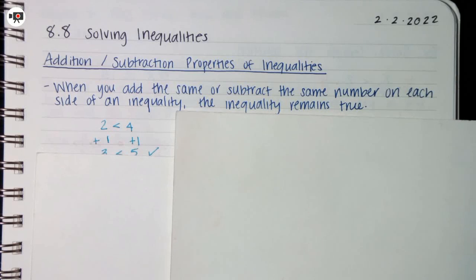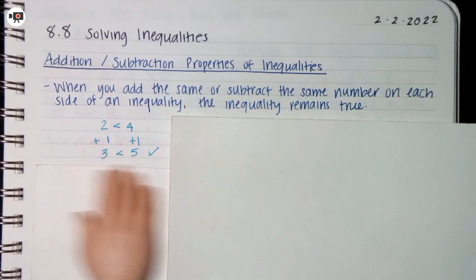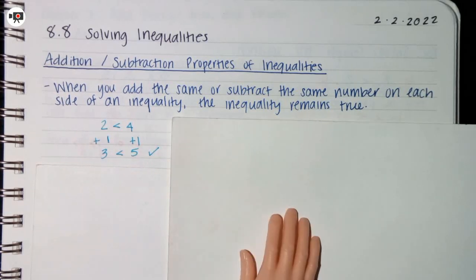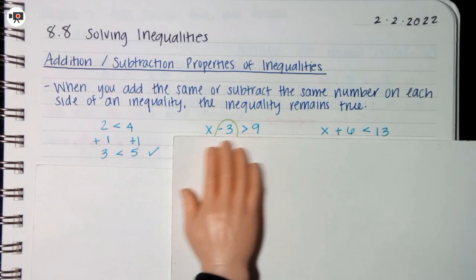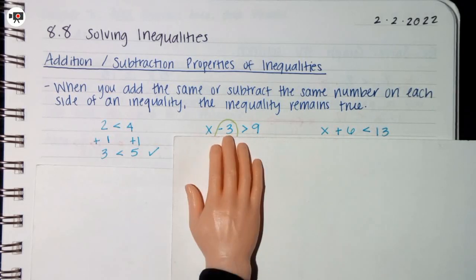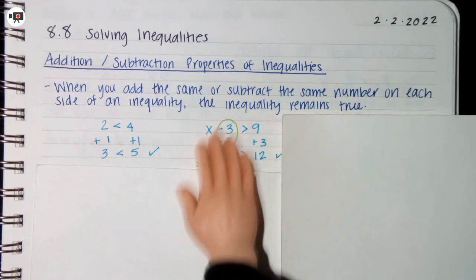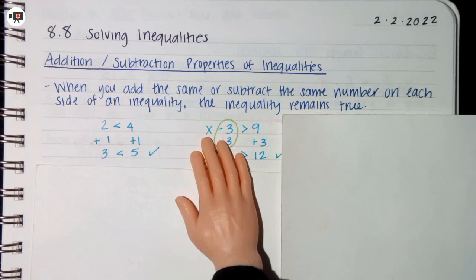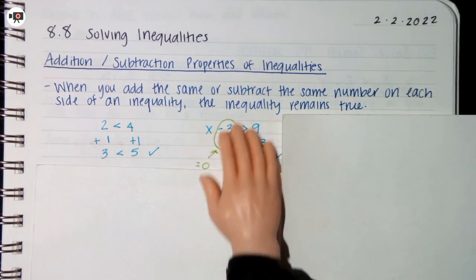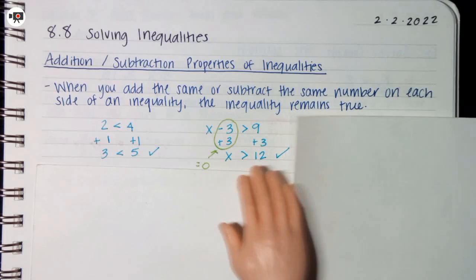I can test that with regular numbers, where I know that 2 is less than 4. And if I add the same number on each side, I still get something that's true. 3 is less than 5. So if I have x minus 3 is greater than 9, and I need to get x by itself, I'm going to do the opposite of subtracting 3, and I'm going to add 3. These are inverse operations. They cancel each other out and leave the variable by itself. We could also say that we're going to move the 3 to the other side, which leaves x is greater than 12.